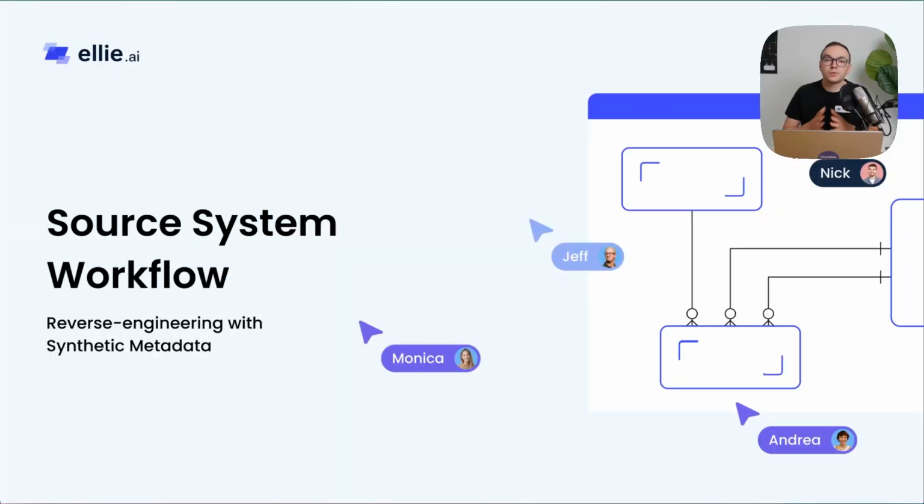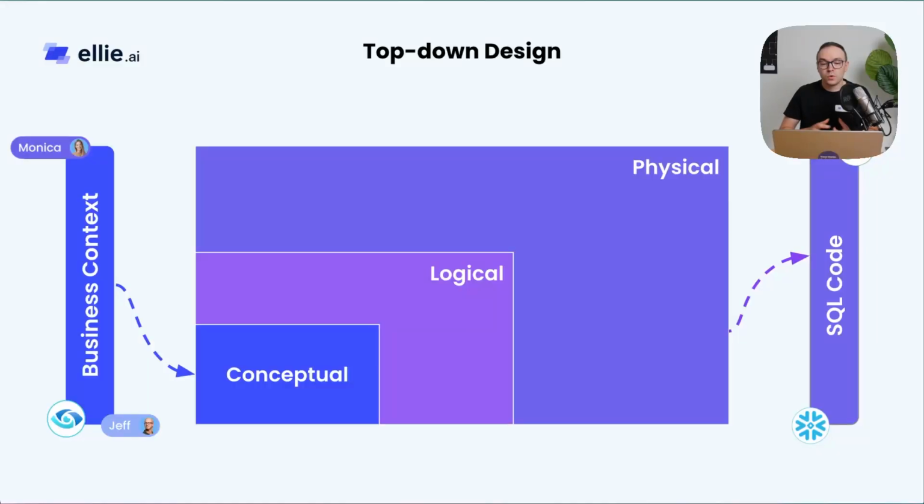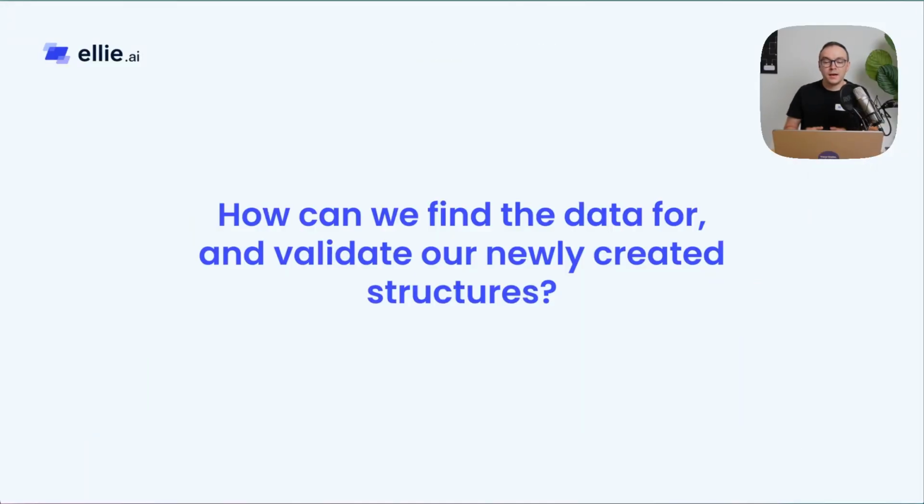One of the new things that we're introducing to our customers is the source navigator. The idea of this workflow is that, okay, in Ellie, you can do all the top-down design you would want. You can create your conceptual, logical, and physical models. You can even deploy the schemas into the warehouse of your choice. But do you actually have the data? Where does it reside?